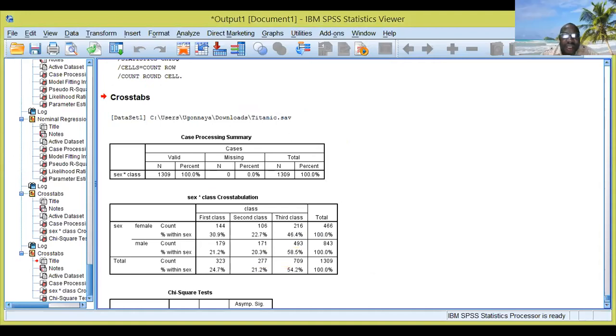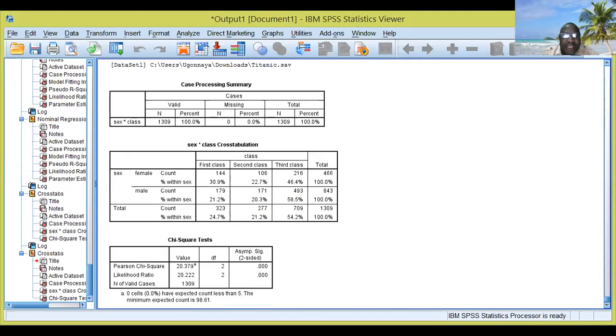Let's look at the percentages. Can you see? Yes, I can see it. We have more females in first class than males. We have more males in third class than females. So apart from third class, we have more females. Let's look at second class.